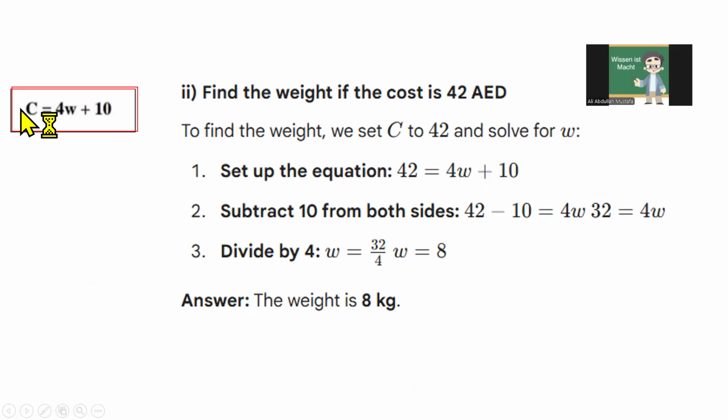So you only have to use this equation on the right. You have to know what is C and what is W. He can give you W to find C, or he gives you C to find W. This is how you find W when he gives you the cost.